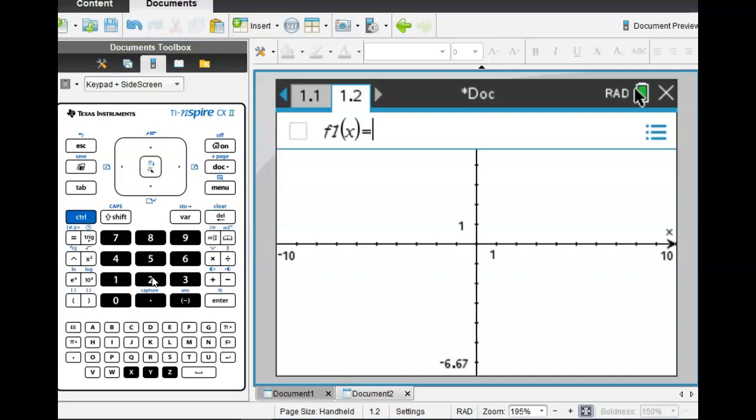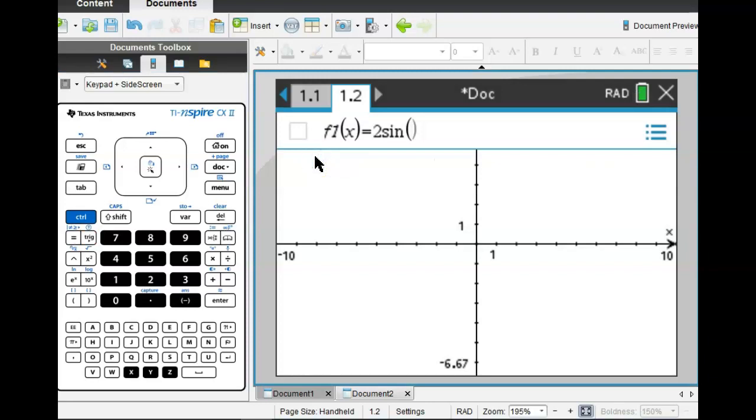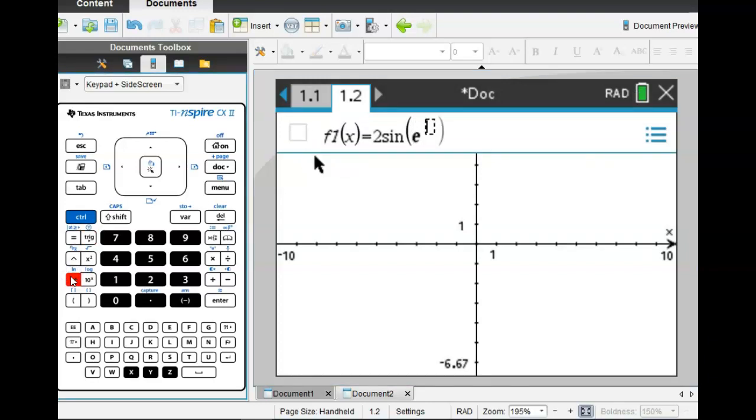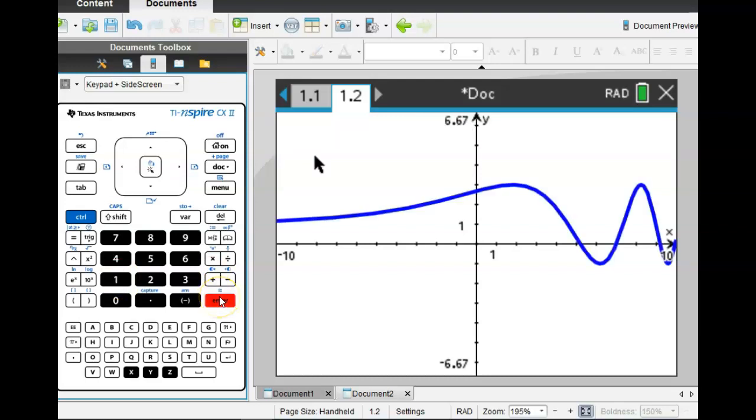So f1 is my velocity, so that's going to be 2, remember trig, sine of x. And you can't use t. It has to be x divided by 4. My parentheses are closed, so I arrow over, plus 1. Okay? So then I hit enter.